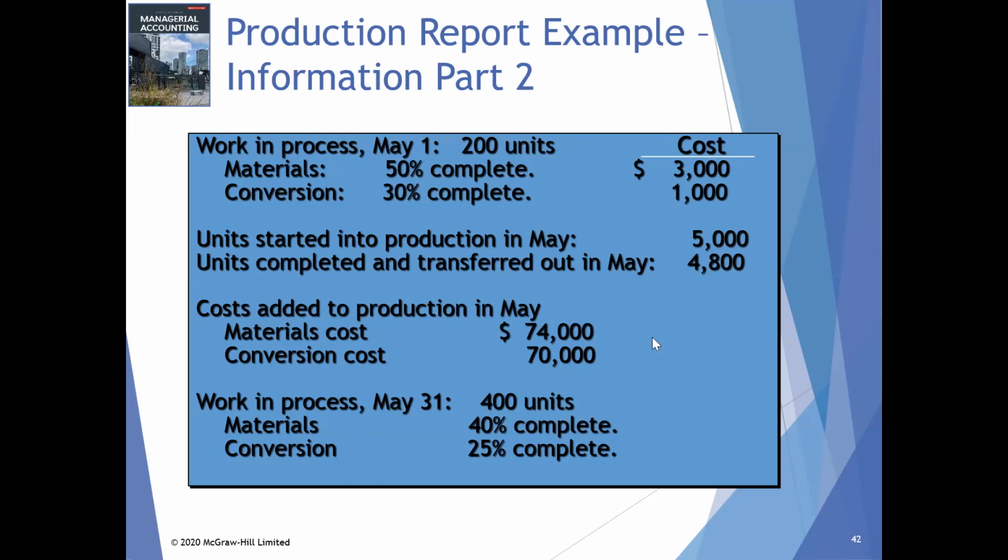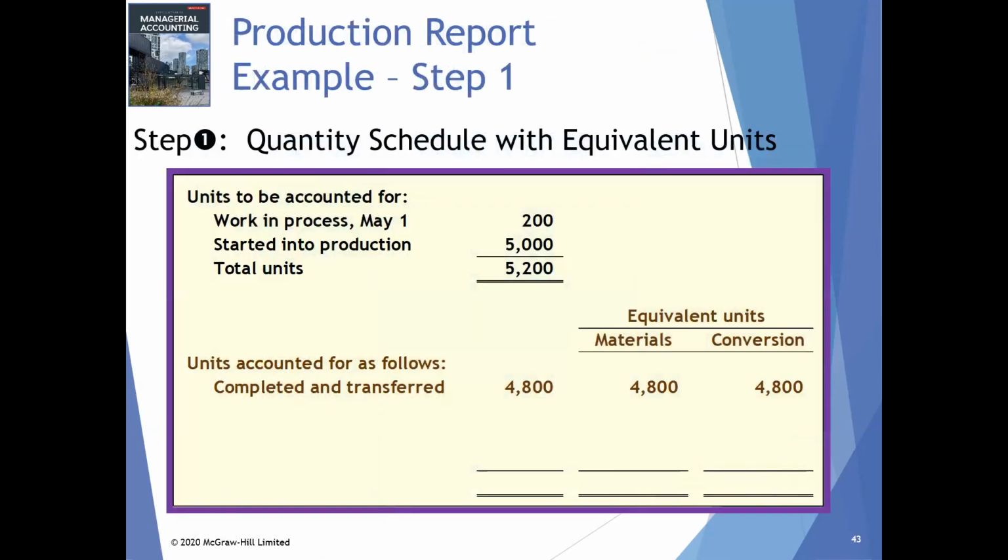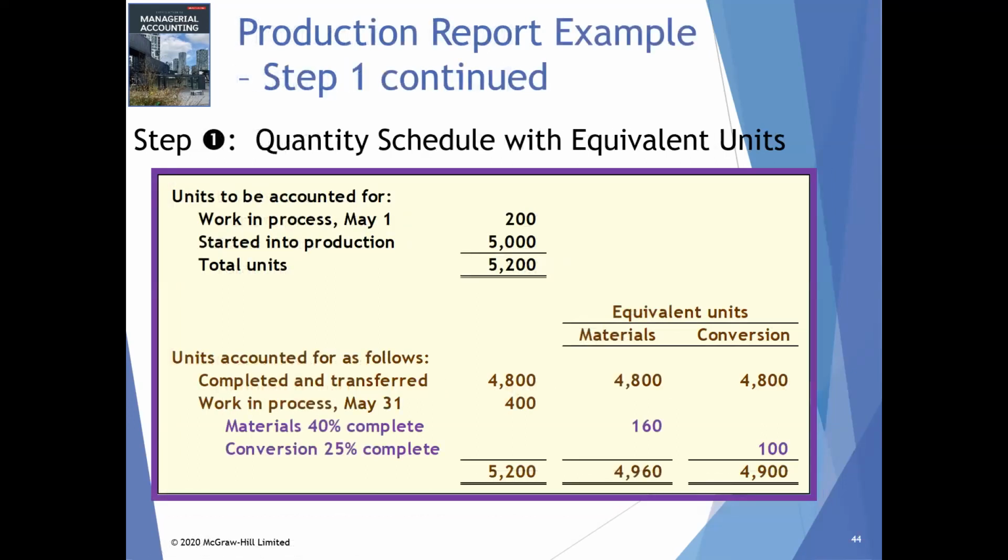So look at the first one. The first step is saying that you need to account for the work in progress at the very beginning of the period in the month of May. That was 200 units that we started into production, and the total was 5,200. We know that 4,800 units were totally completed and also transferred to the next department. So we have put it here for material as well as conversion: equivalent units 4,800, 100% completed. Now next, step one, right?